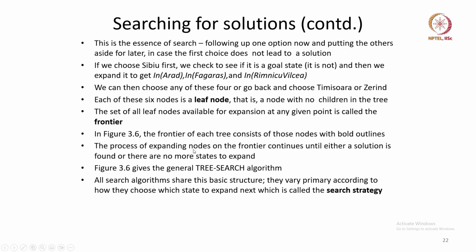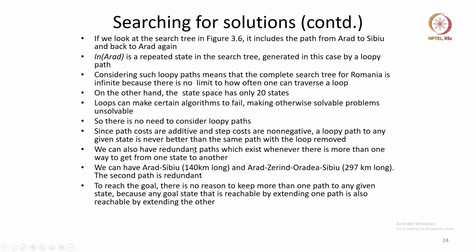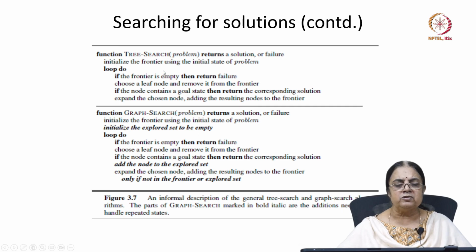So let us look at the algorithm which is given here. This is the tree search algorithm. What you are doing is that the initial state is put into the frontier, because that is the leaf node which is there for expansion. There is no other node. If the frontier is empty, then return failure. This happens when you are not able to find any path from your initial state to your goal state. It's possible that there is no road connecting the two places, in which case you'll get a failure.